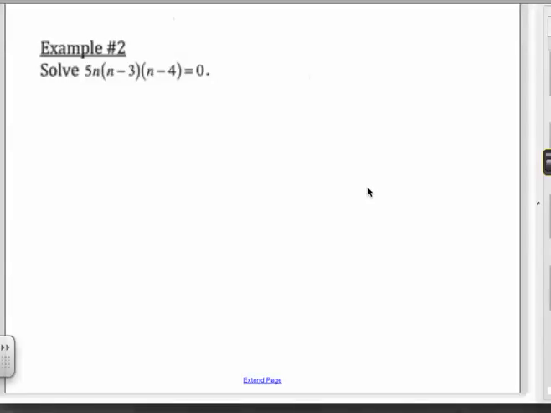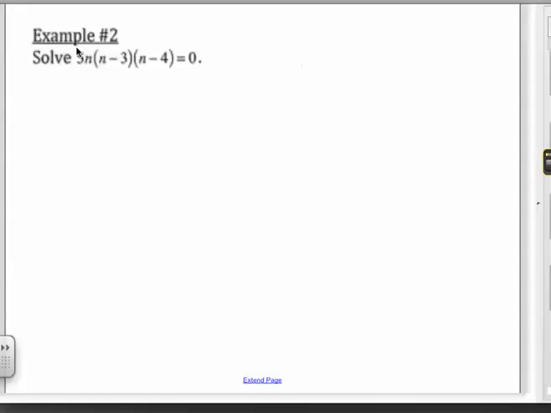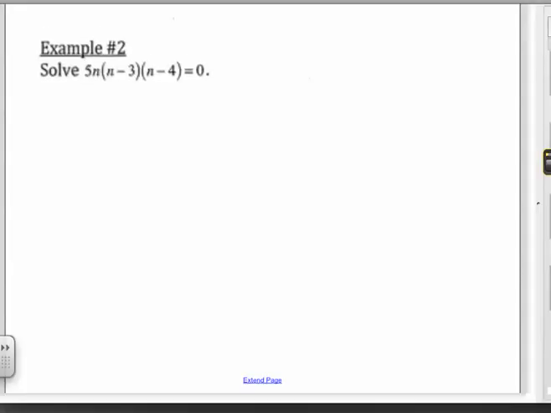Here's example number 2. Now, guys, hopefully you're going to see there are three things being multiplied. I've got 5n, I've got n minus 3, and I've got n minus 4. Three things being multiplied. If any of them equals 0, then the whole thing is true, right? It all turns into 0. So here's what we say.